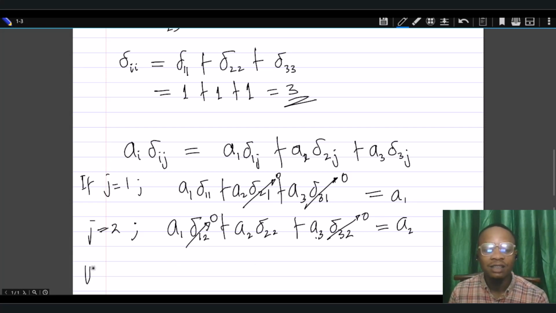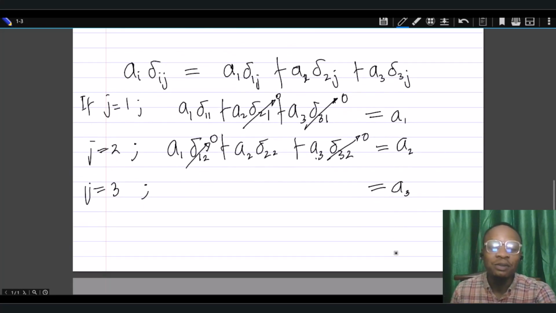And similarly, as you might guess already, and indeed you can convince yourself of this, it is going to give us a3 when j is equal to 3, because this will be delta 1 3, which should be 0, delta 2 3, which should be 0, and then delta 3 3, which should be 1, multiplying a3, so that will be a3. So essentially, because of that, we can easily just say that a_i delta ij is equal to a_j.